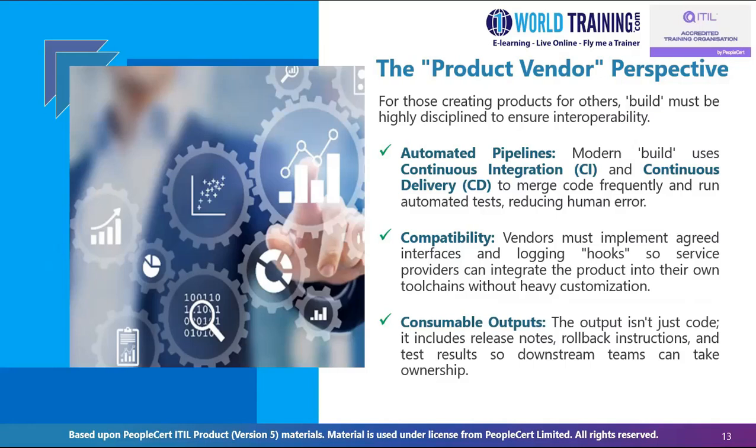Consumable outputs. The output is not just code, it includes release notes, rollback instructions, and test results, so downstream teams can take ownership. A vendor's build output must be ready for someone else to operate.